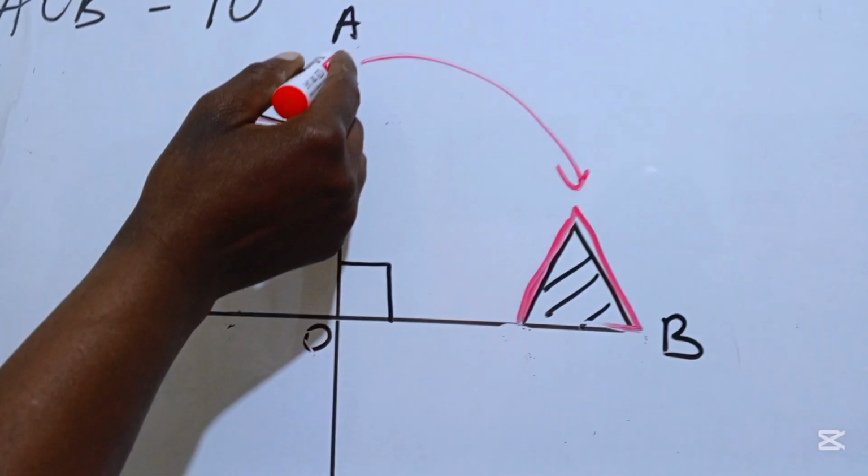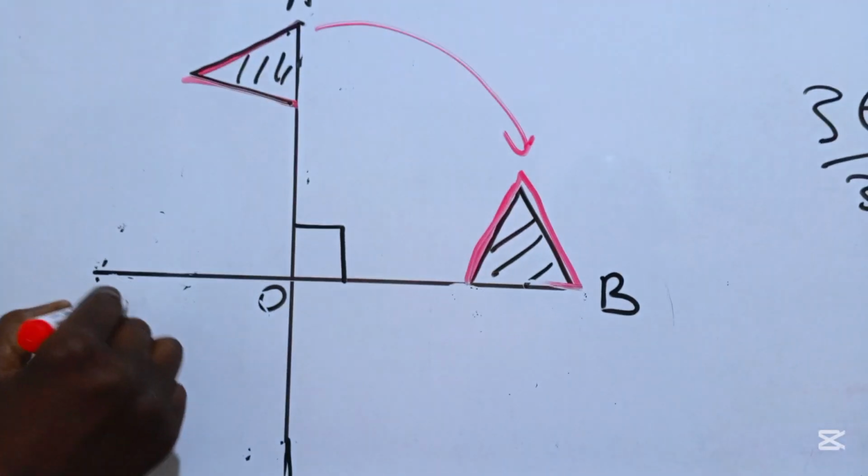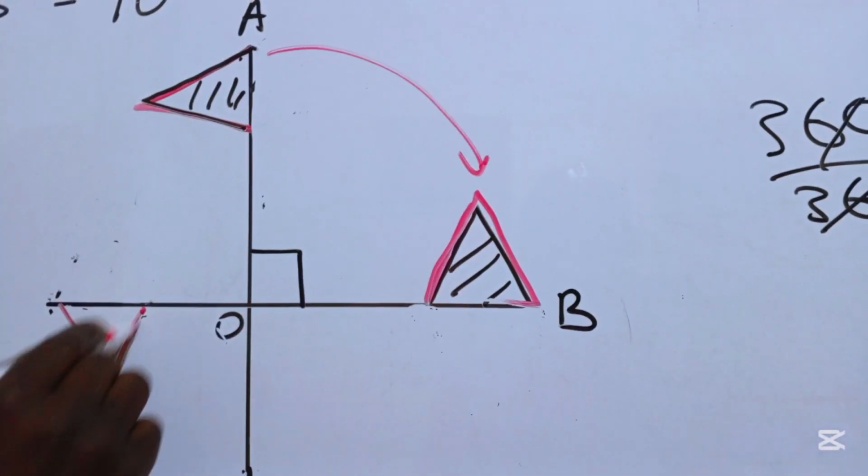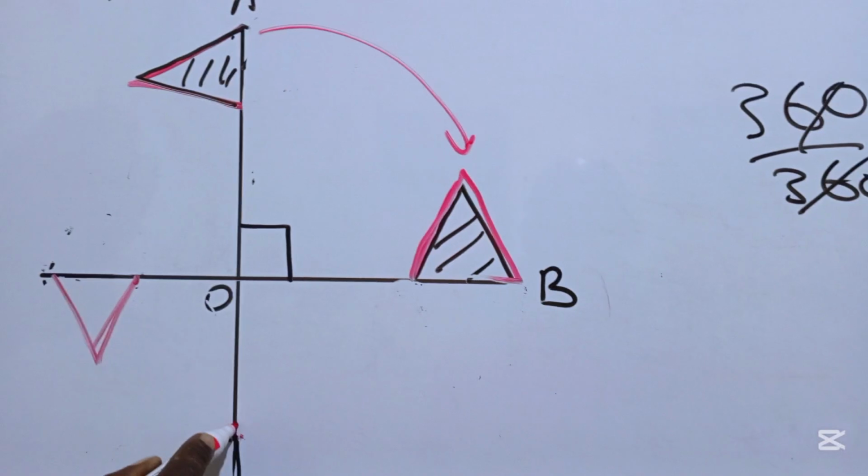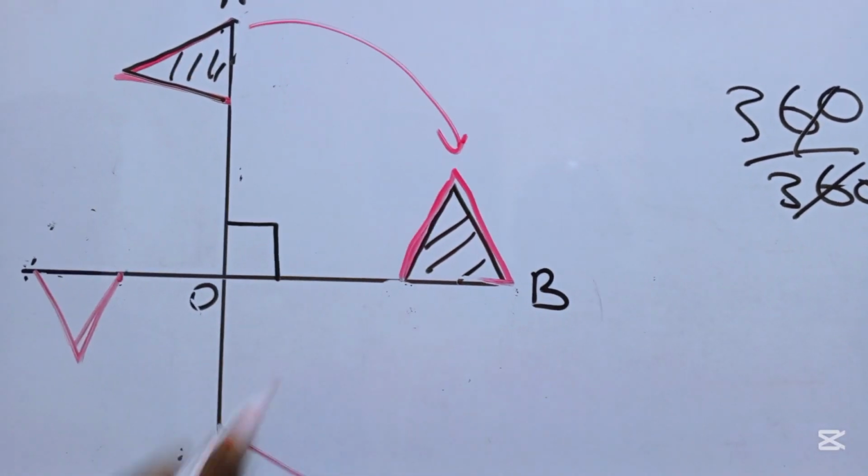Now when you rotate it in this anti-clockwise manner, it will come here. You can see it will come there. Again, it will come there. Eventually, it will come there.